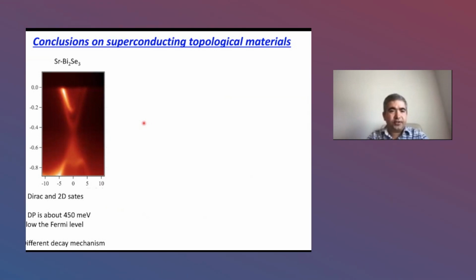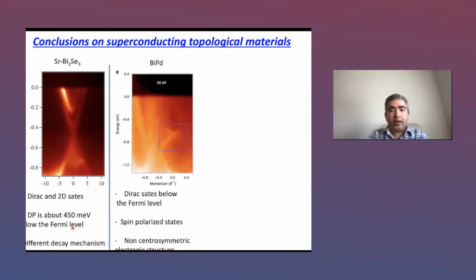So in strontium doped bismuth selenide, we found a Dirac state, a 2D state. The Dirac state is around 450 meV below the Fermi level. So using pump probe measurement, we found a different decay mechanism. And in BiPd, we observed a Dirac state well below the Fermi level.